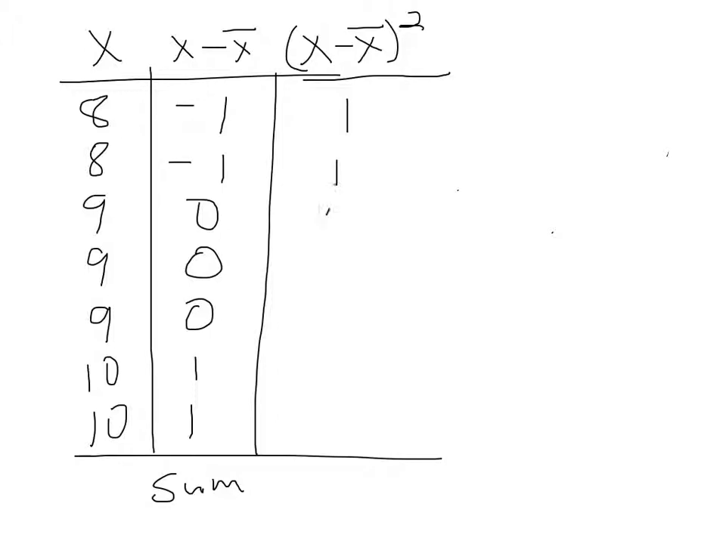So same thing. I'm going to keep squaring these numbers. Fortunately, this is all easy math. Now I'm going to add them up. I'm going to have the sum of that. So I'm getting a sum of 4.